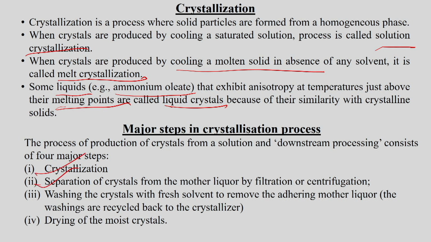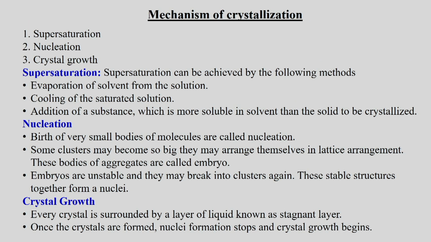So, the major steps in the crystallization process are crystallization, then separation of the crystals, then washing of the crystals, then drying of the crystals, which are moist. Okay. And for the mechanism of crystallization, we discussed supersaturation, then nucleation, and then crystal growth.